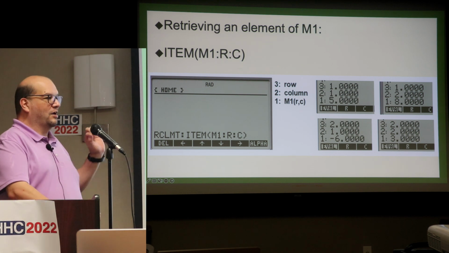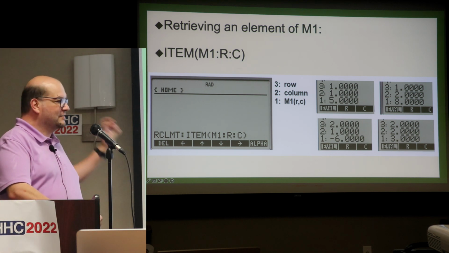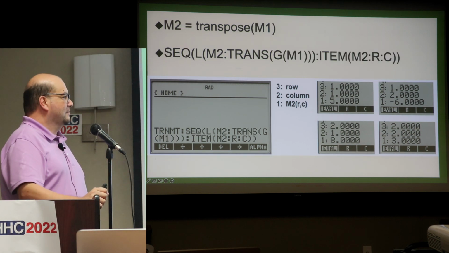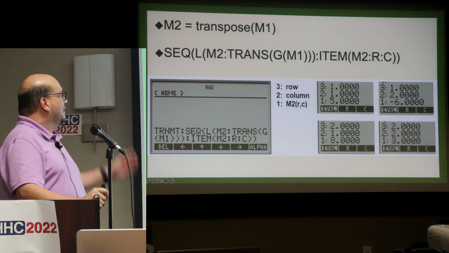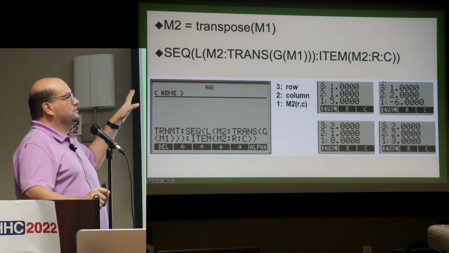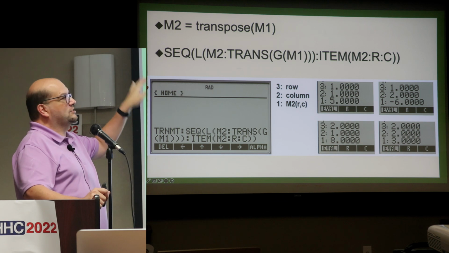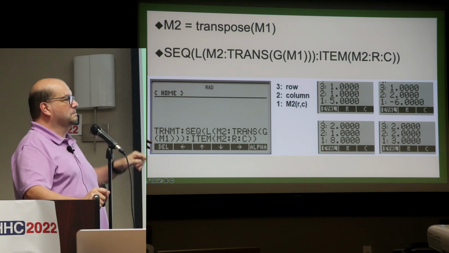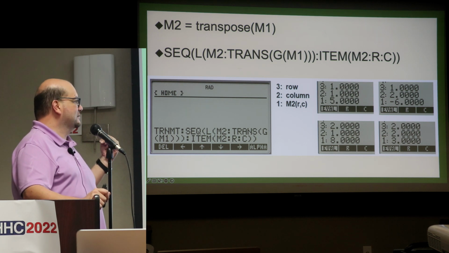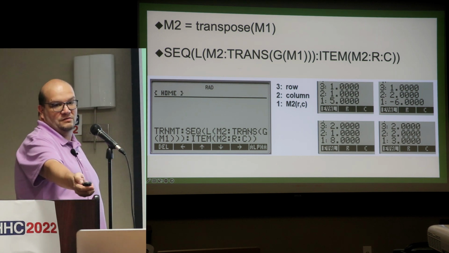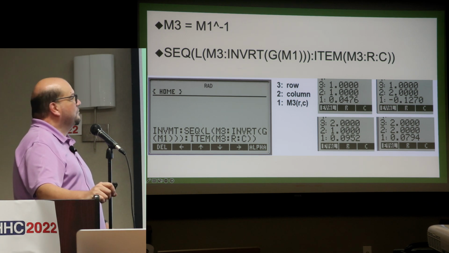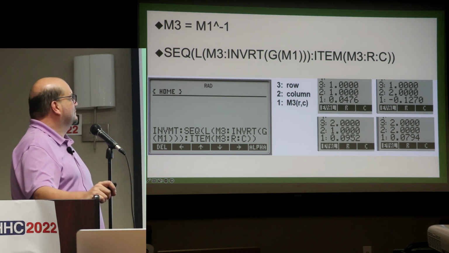Again, index pointers always start with 1. And then to get a transpose of a matrix, I do a sequence with the transpose function, and then I also do an item because I can only recall one element at a time of a matrix. Pretty similar approach for inverse.